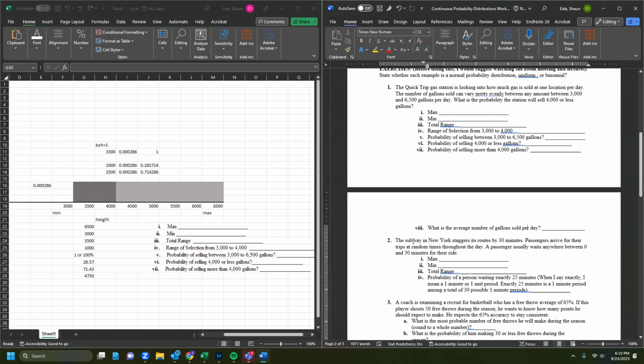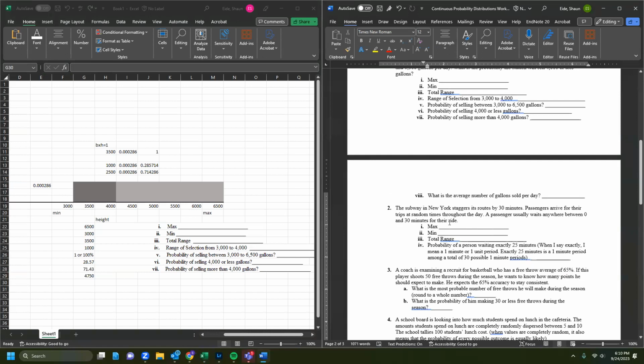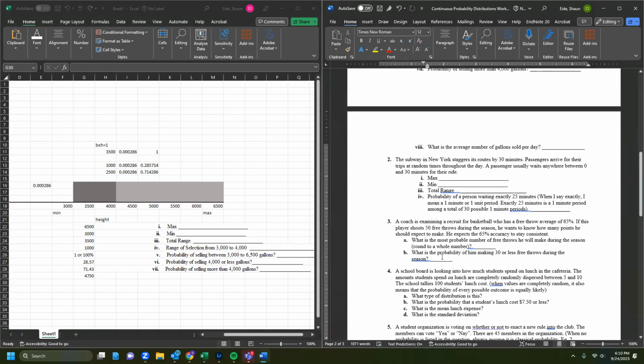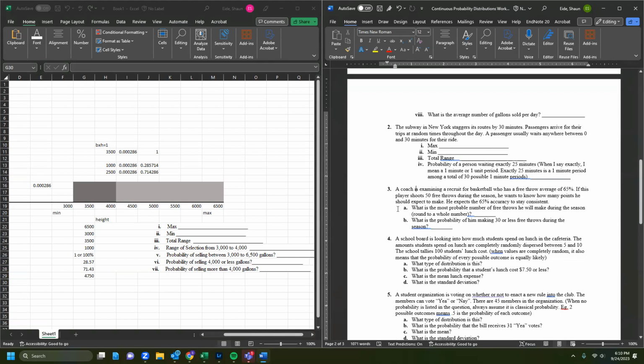Okay. And so the subway staggers its route by 30 minutes, and so on and so forth. And so the next one, you guys can do that one by yourself. And let's look at number three though. A coach is examining a recruit for basketball who has a free throw average of 65%. If the player shoots 53 free throws during the season, he wants to know how many points he should expect to make. He expects the 65% accuracy to stay consistent. What is the most probable number of free throws he will make during the season? And what is the probability of him making 30 or less free throws during the season?